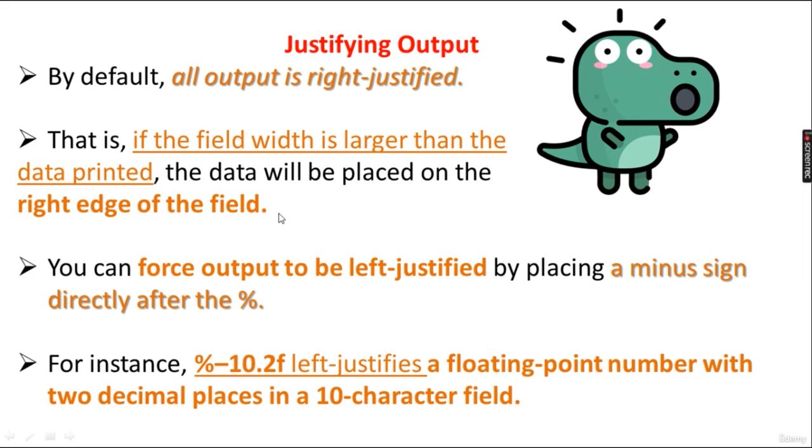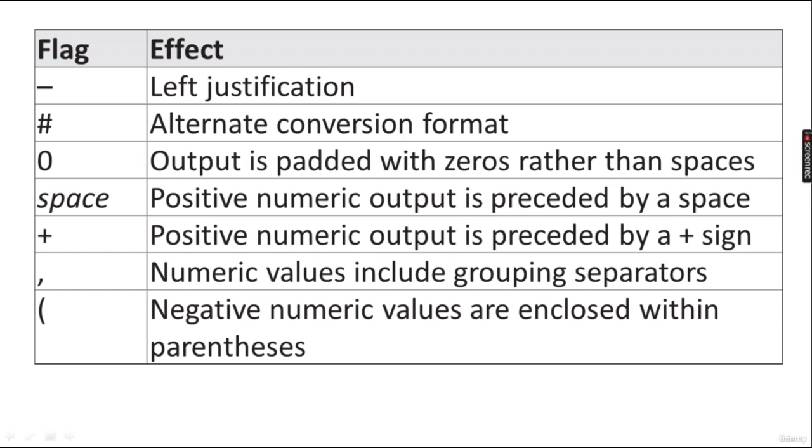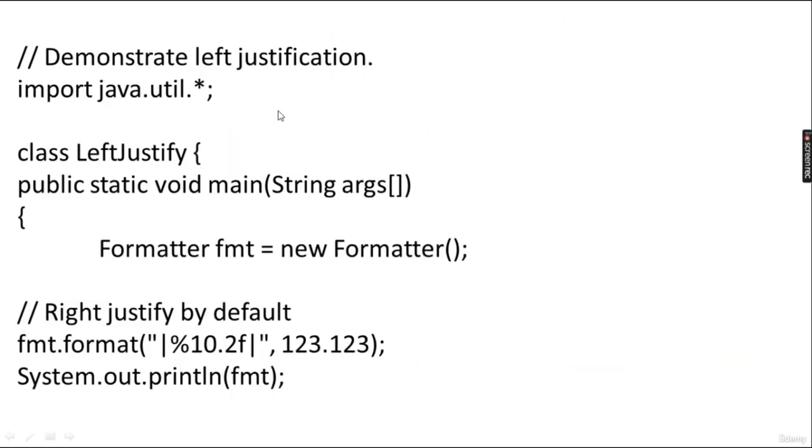You can force output to be left justified by placing a minus sign directly after the percent. Okay. So %-10.2f left justifies a floating point number with 2 decimal places in a 10 character field. Okay, so I'm sorry, this is not a dash, it is actually called a minus for left justification. Now we will see the left justification.